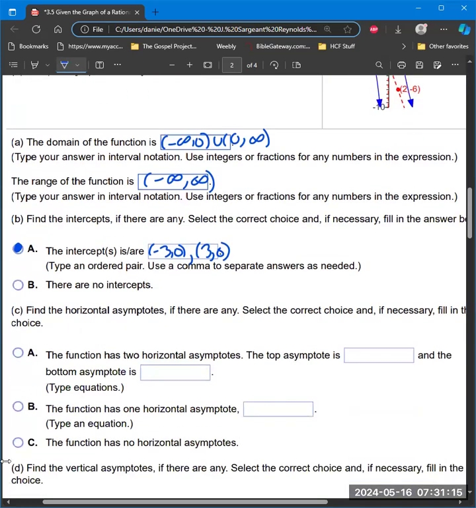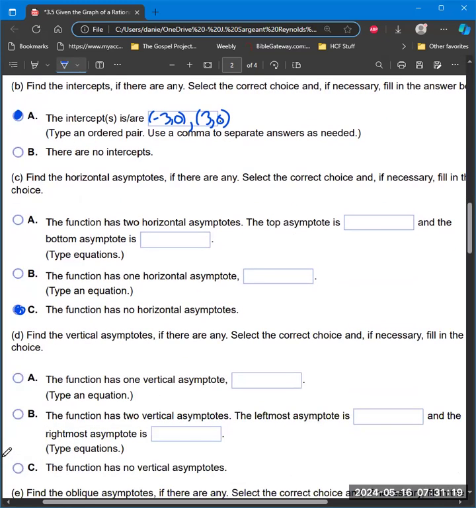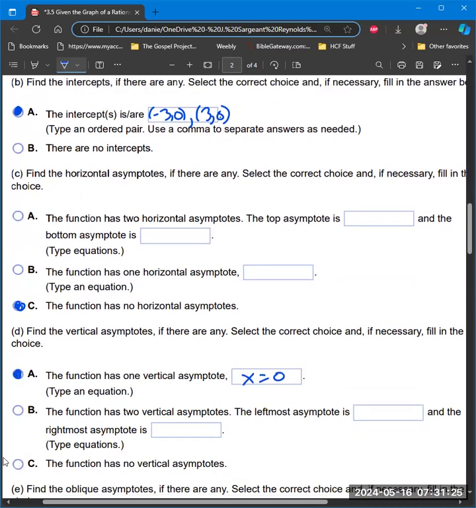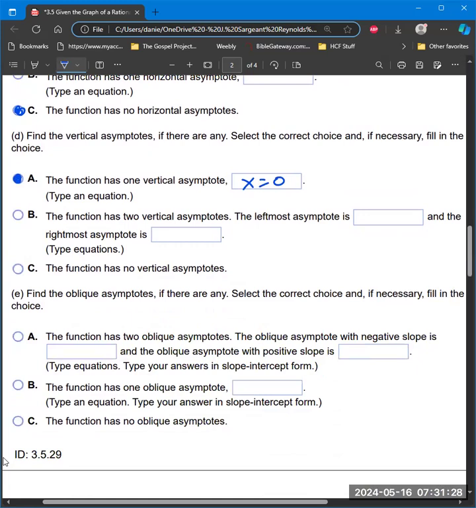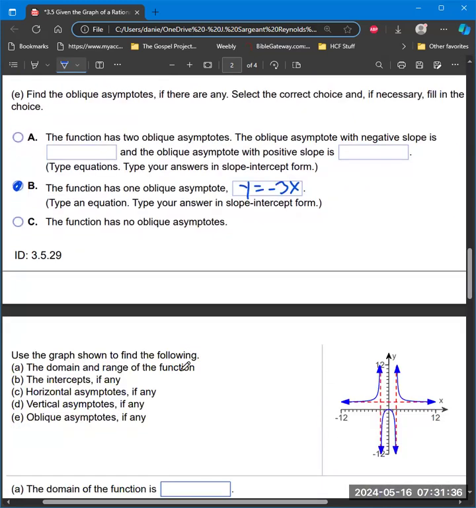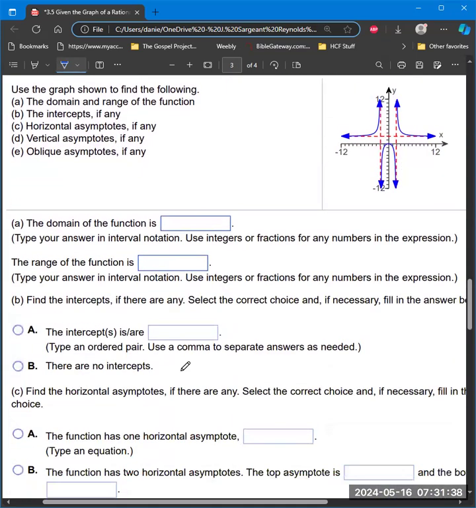No horizontal asymptote. Vertical asymptote at x equals 0, and oblique asymptote at y equals -3x. Right? Let's look at this graph here.